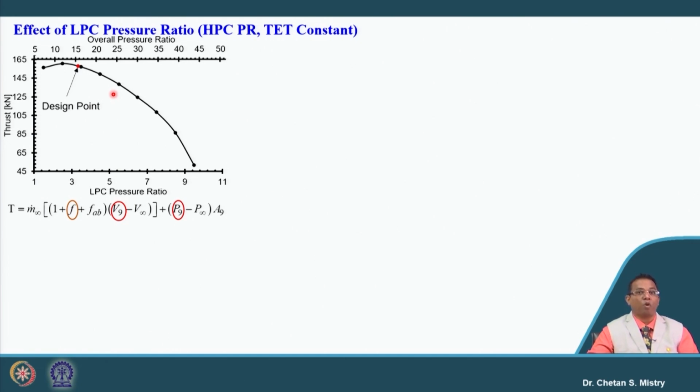If we plot our TS diagram for a fixed turbine entry temperature, we can say by increasing our pressure ratio, we are moving more towards the left hand side, and that is what is putting the constraint here. We will have our V9 lower, that will impact my P9, and in an overall sense we can say our thrust is going to be reduced.